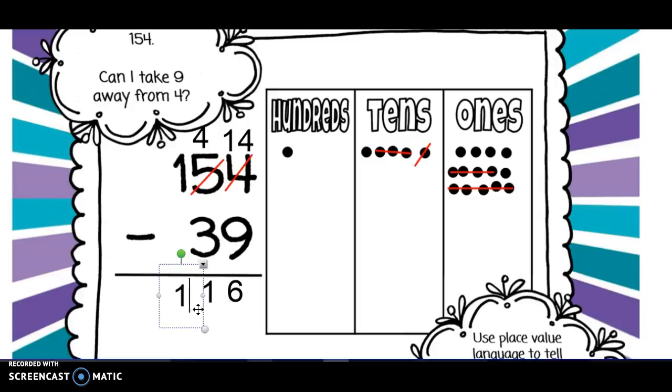So my answer to 154 minus 39 is 116. Pause the video to complete your problem, then press play when you're ready for the next problem.